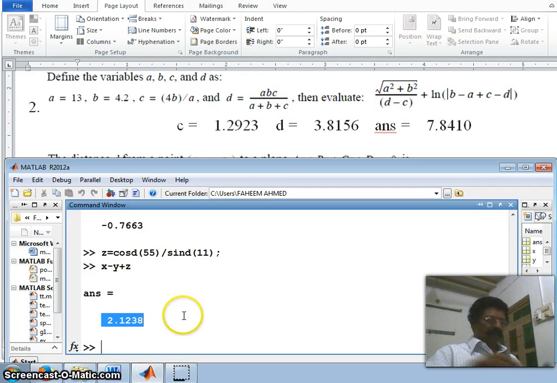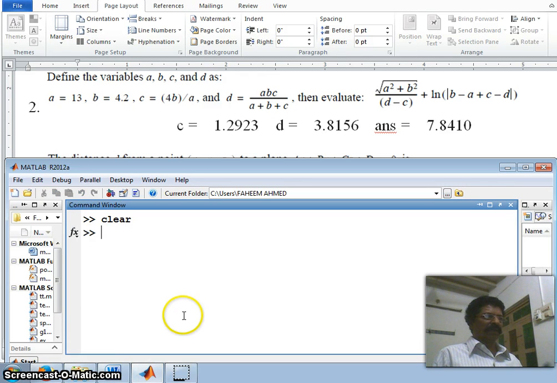Right. So let us clear this command window. Let us clear all the memory locations. Now let us initialize a equal to 13, b is equal to 4.2 semicolon, then c is equal to 4b divided by a, 4 into b divided by a, alright.